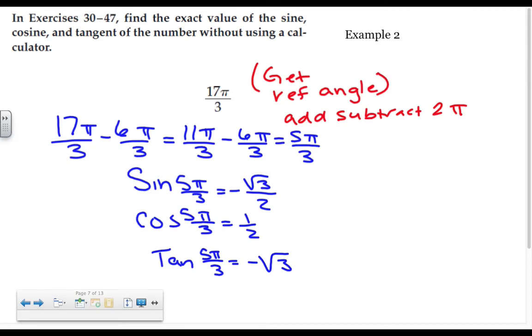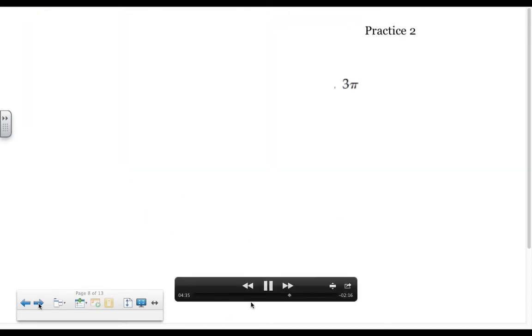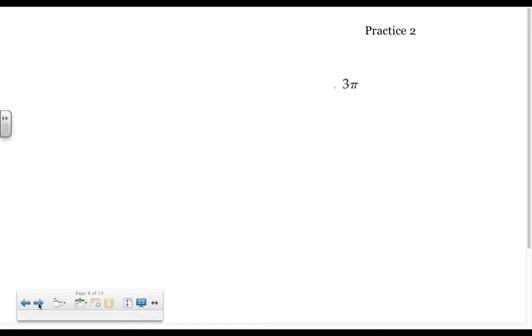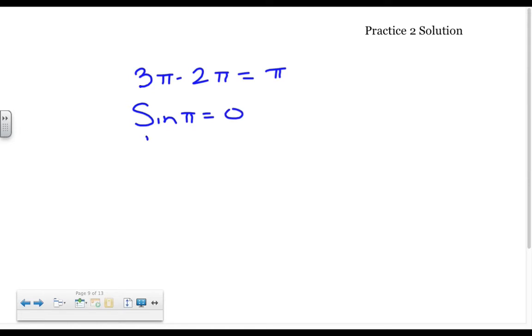Now onto your practice problem. Okay, you're going to do this as well. Go ahead and do the problem, and then I will explain the solution. All right, so with the solution, obviously 3 pi minus 2 pi is pi, so it's a fairly simple one to calculate. So sine of pi is 0, cosine of pi is negative 1, and tangent of pi is 0.